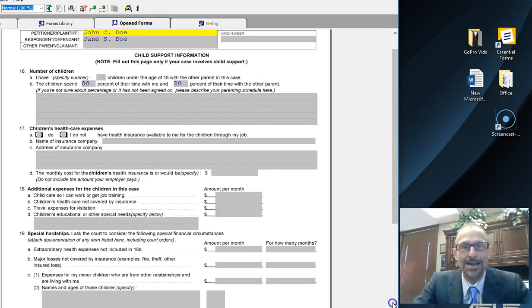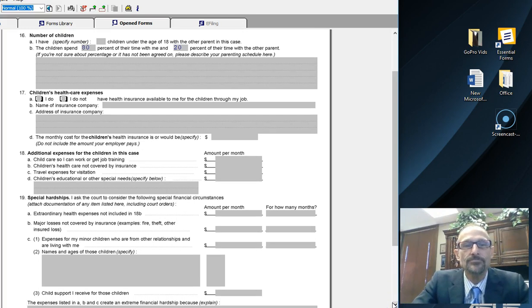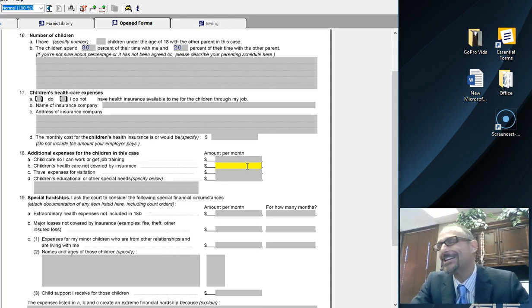So let's go back to page 4, item 18B. Here's what I want you to do. I want you to use the same number you put in 13. I want you to put it here. So if you did include the premium, include it here too.